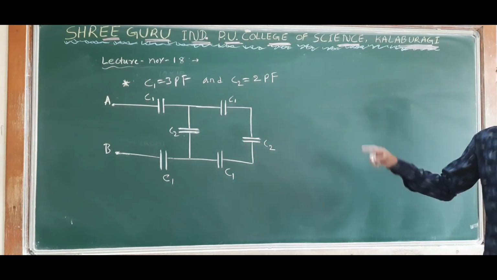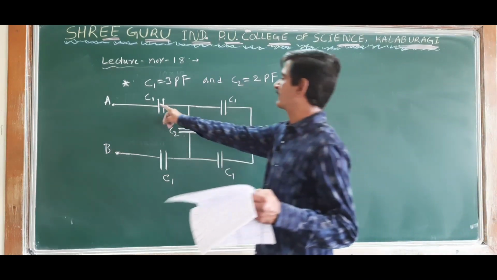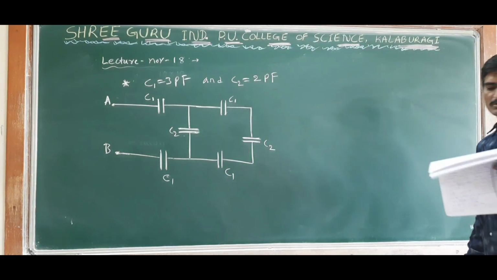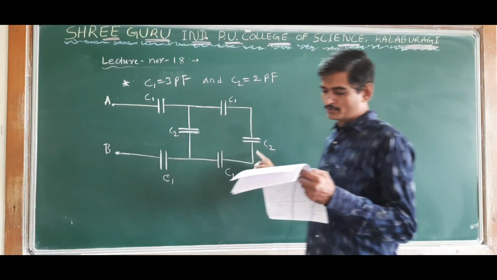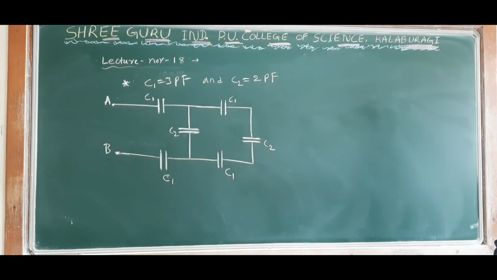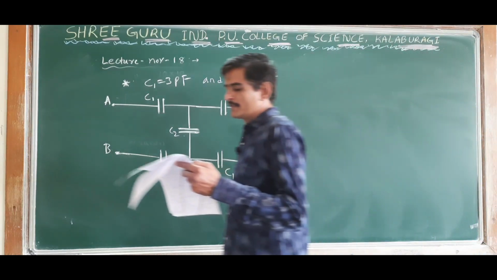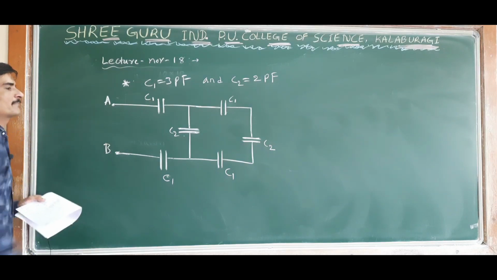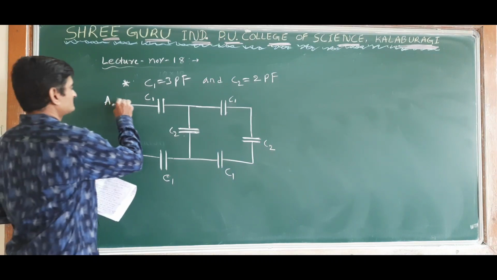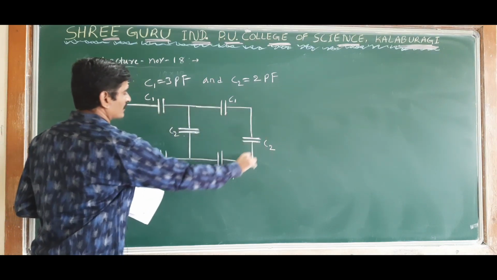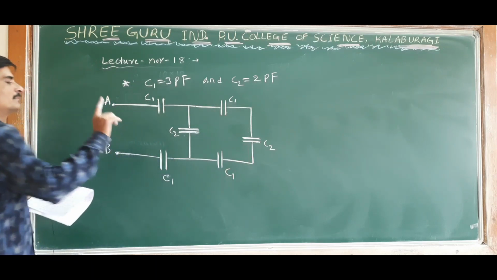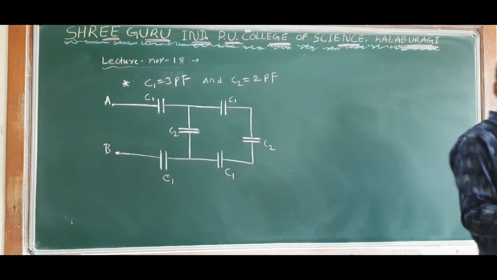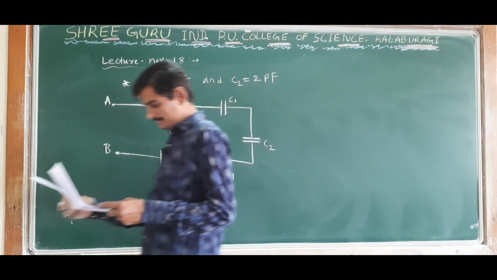I'll read the question once again. If C1 is equal to 3 picofarad, all these C1 are 3 picofarad, and C2 is equal to 2 picofarad, calculate the equivalent capacitance of the given network between the points A and B. That means all these capacitors together become only one capacitor. That equivalent capacitor we have to determine.